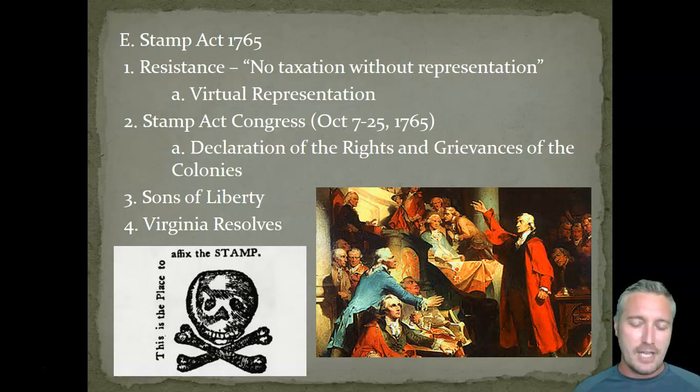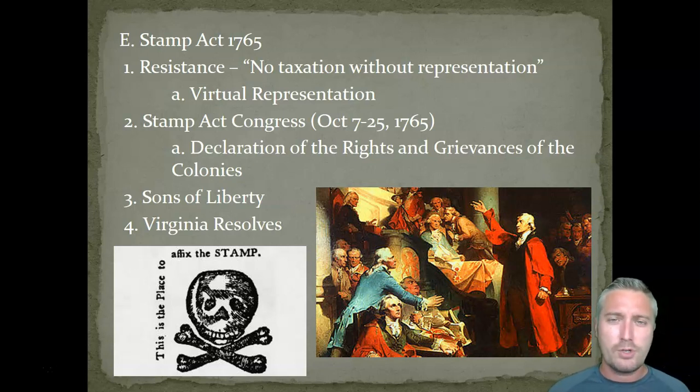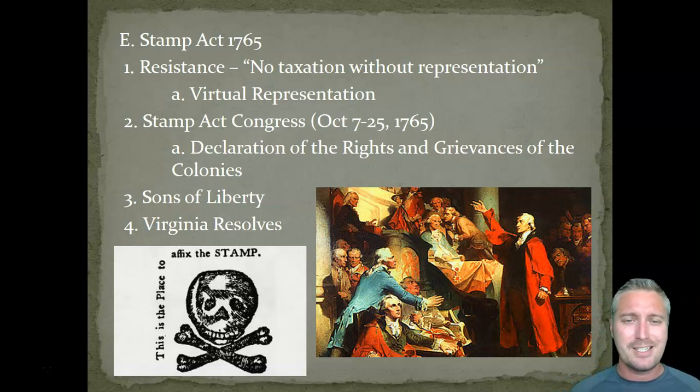Not everyone reacted to these stamp acts and all these various taxes in such a peaceful way. There were groups of people that called for violence, called for independence early on. So I want to talk very briefly about some of those groups. The main one was called the Sons of Liberty, and this was actually a secretive organization.